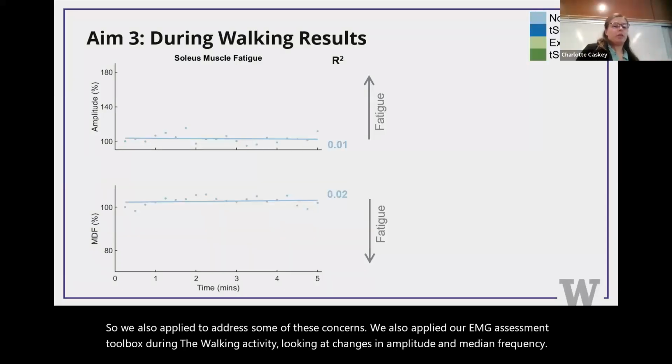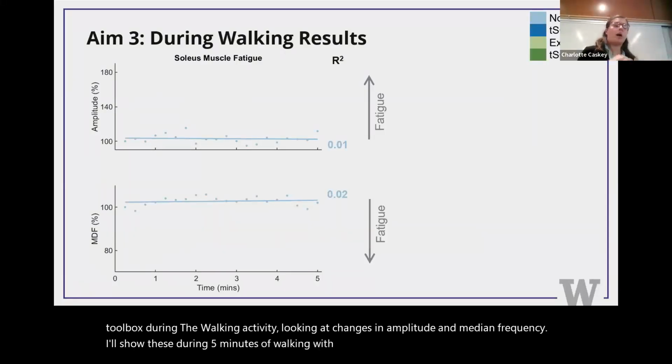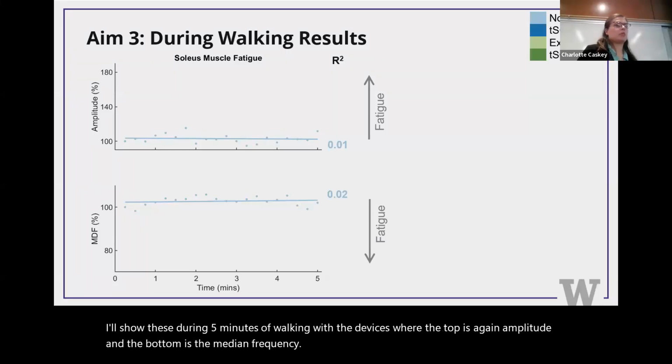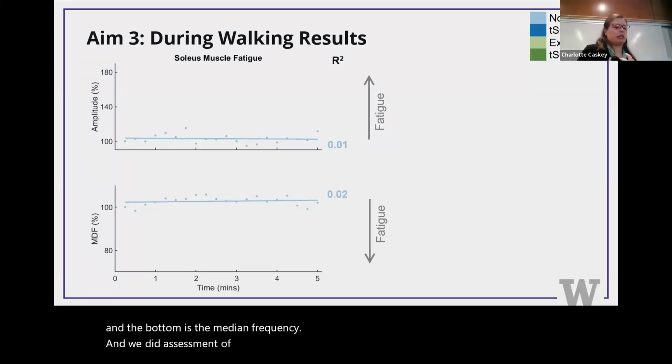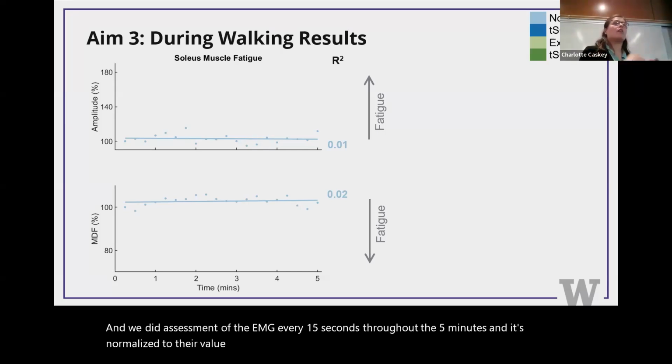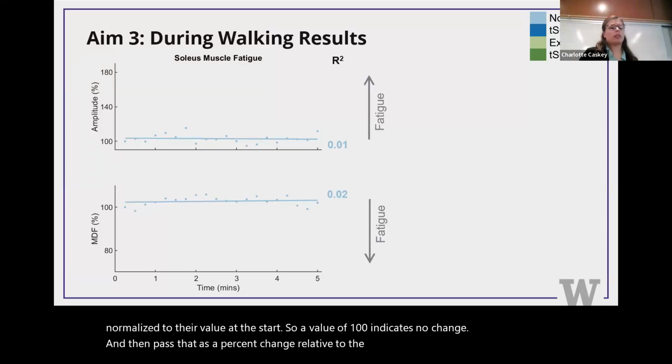I'll show these during 5 minutes of walking with the devices, where the top is again amplitude and the bottom is the median frequency. We did assessment of the EMG every 15 seconds throughout the 5 minutes, and it's normalized to their value at the start. So a value of 100 indicates no change, and past that is a percent change relative to the initial.